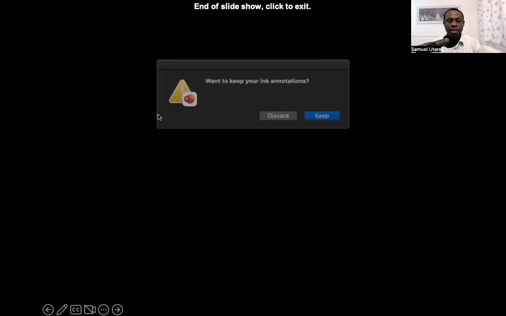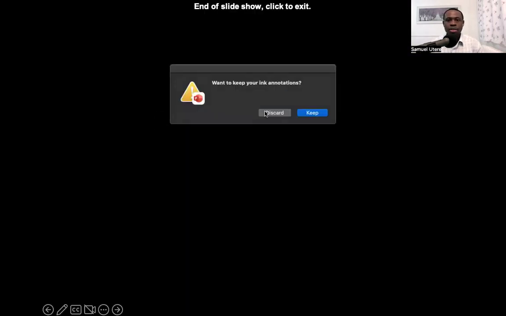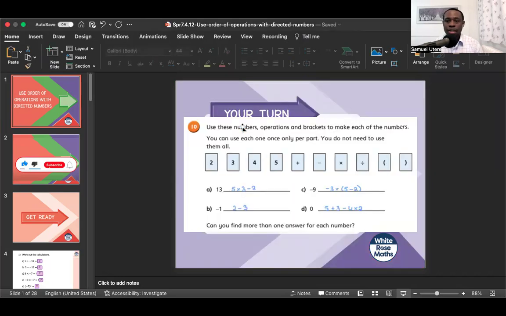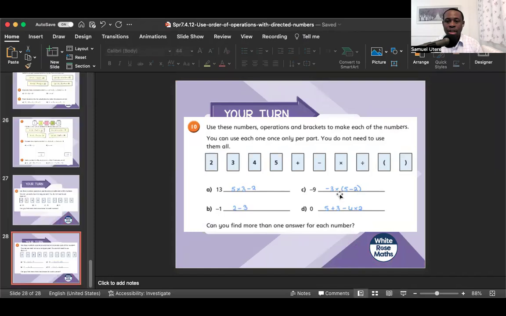And that brings us to the end of our lesson. So what we've learned so far is we have had a lesson where we did order of operations before, but this lesson consolidates what you had learned before, which is to make effective use of order of operations when we work with directed numbers and with even challenging cases.